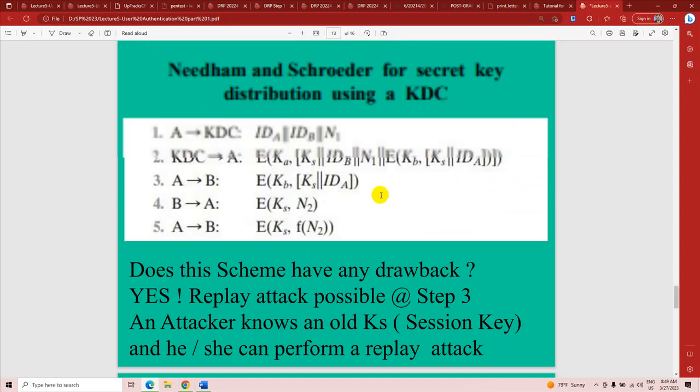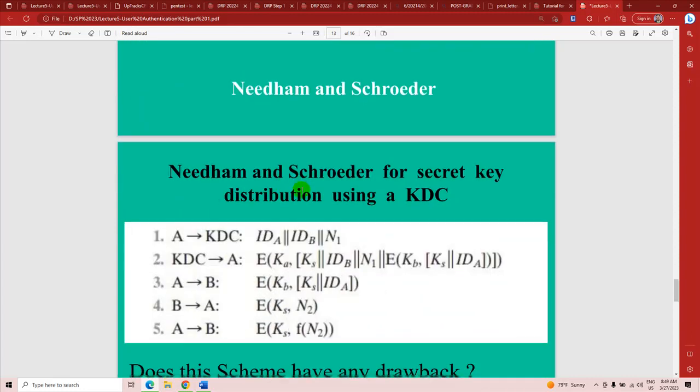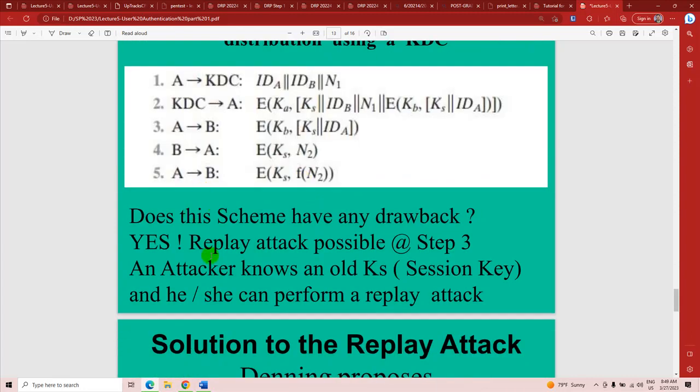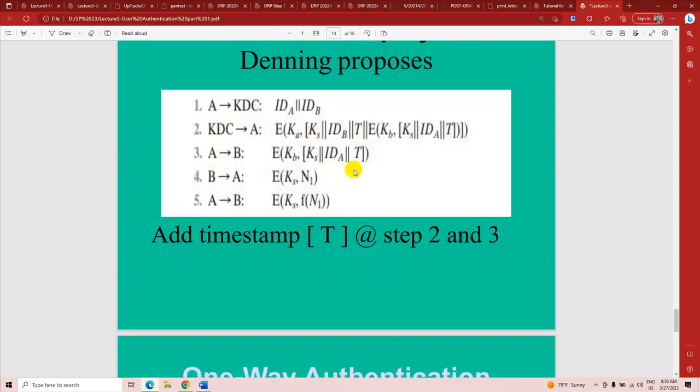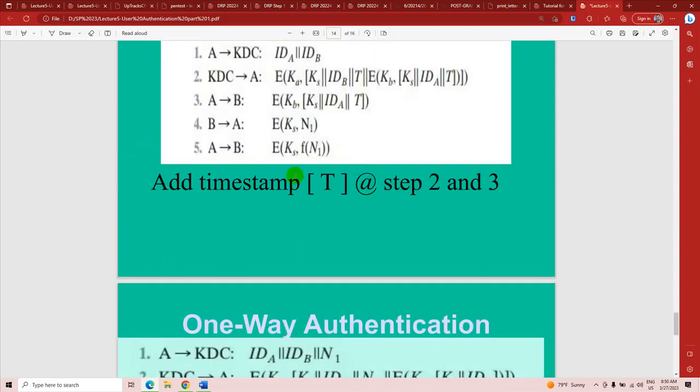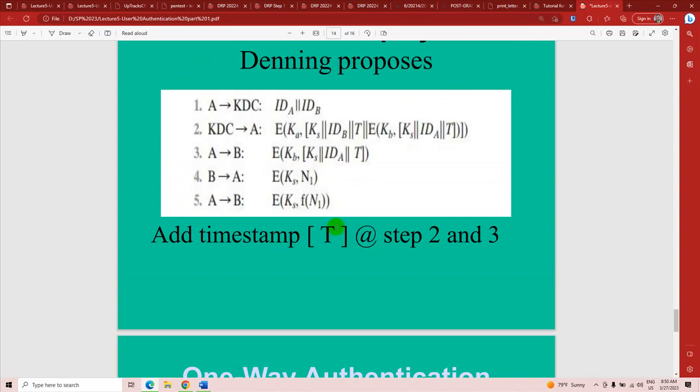So if I give this algorithm and ask you a question like this, you have to say, yes, of course there is a replay attack. How can you improve the security of this? By adding the timestamp T at step 2 and step 3.